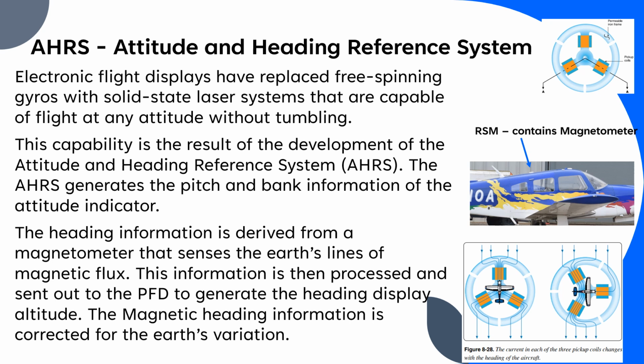The heading information is derived from a magnetometer. This, as you can see in the side diagrams there, senses the Earth's lines of magnetic flux. The information is processed and displayed on the HSI and the PFD to generate the heading. The magnetic heading information is also pre-corrected for the Earth's variation using an inbuilt database.